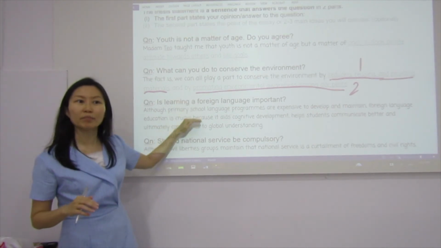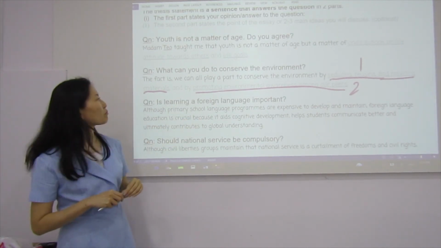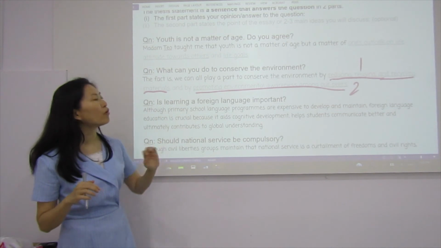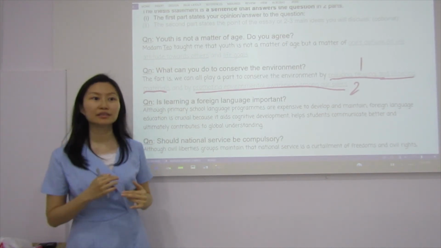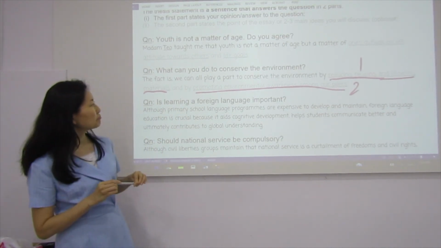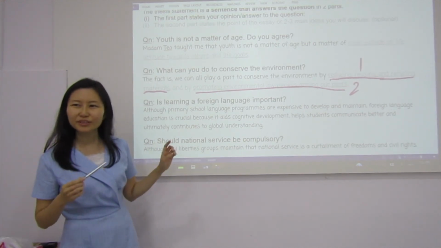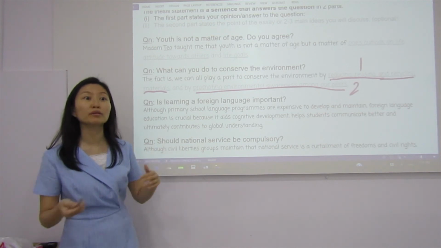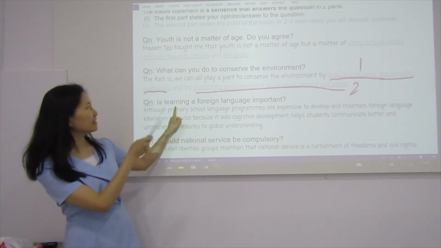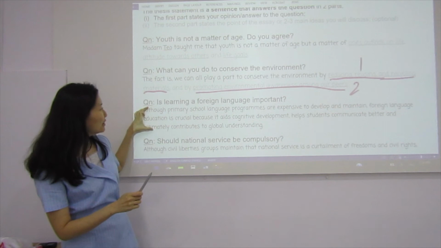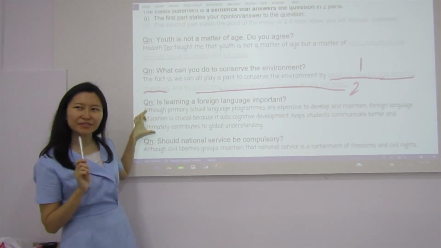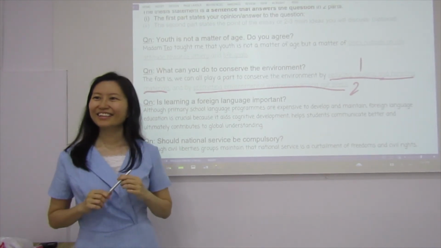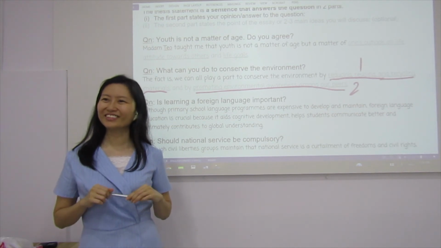In this case now, can you tell whether they answered the question? This is a bit more complicated. They say, is learning a foreign language important? Did they answer this question? Did they say, oh yes, it is important, or did they say, no, it is not important? Somewhere here? Read carefully. It's a very tricky thing. You might miss it if you don't look carefully.